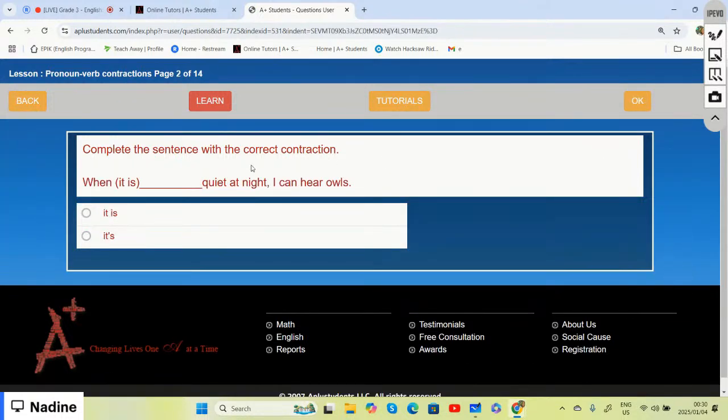The next one says we need to complete the sentence with the correct contraction. When it is, so it is. When it is quiet at night, I can hear owls. So it is, we need to find the contraction of it is. Is it the first option, which is it is, or the second option, which is it's?